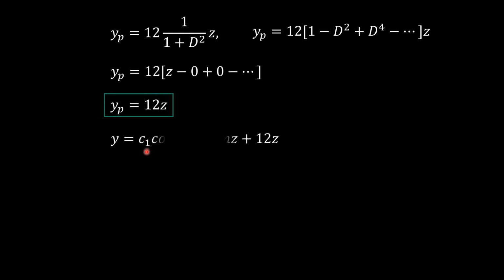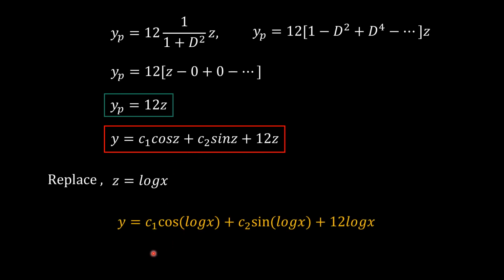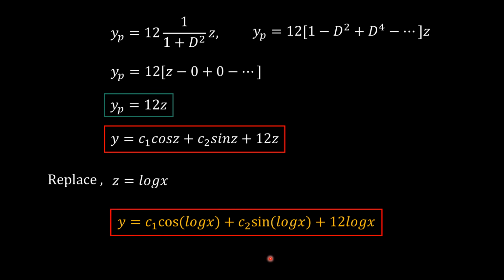Hence the general solution is y is equal to c1 cos z plus c2 sin z plus 12z. So this is the general solution for the linear differential equation with constant coefficients. Then what is the solution of the Cauchy's linear equation, for which again we have to make back substitution. So replace each z by log x, that will give us y is equal to c1 cos of log x plus c2 sin of log x plus 12 into log x, which is the required general solution.